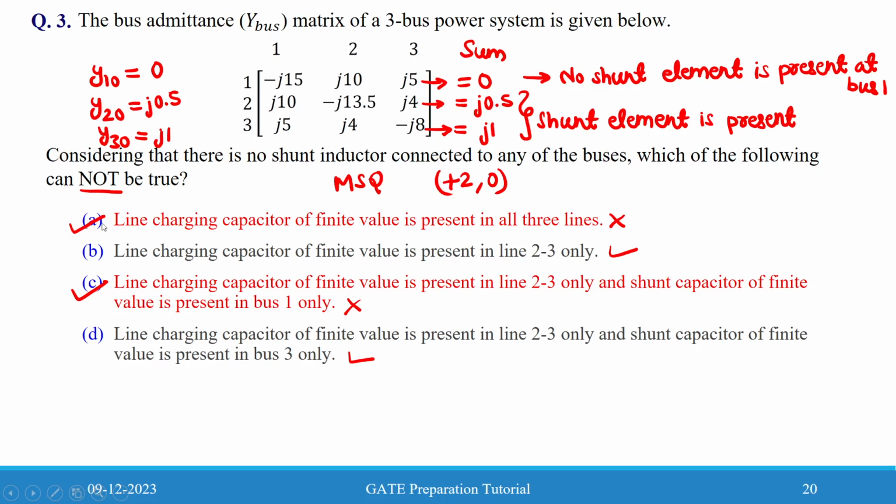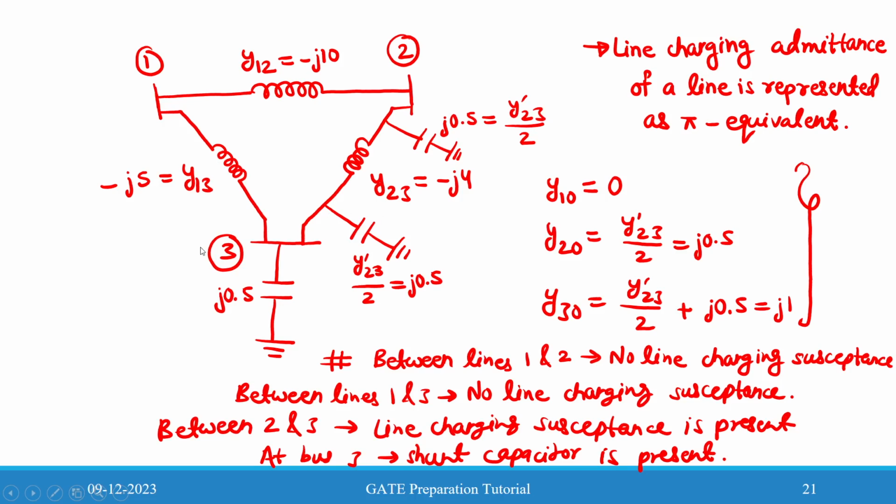So the first thing is that if you do the summation of any row and it comes to 0, then that means no shunt element is present at that bus. And if it is not coming to 0, then that means a shunt element is present at that bus. So let us solve this problem.